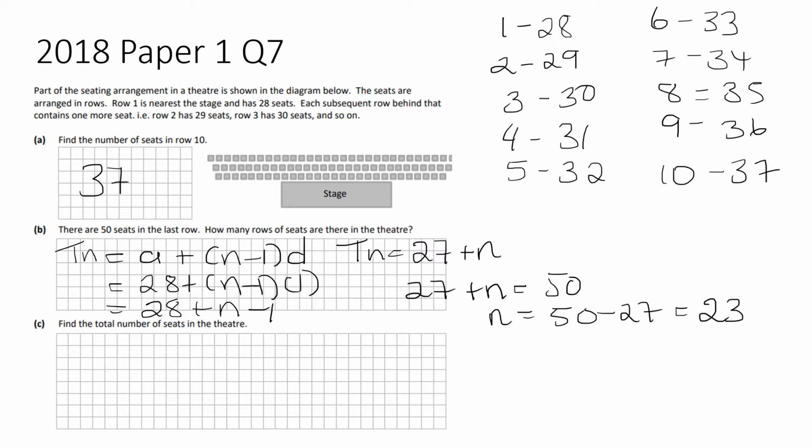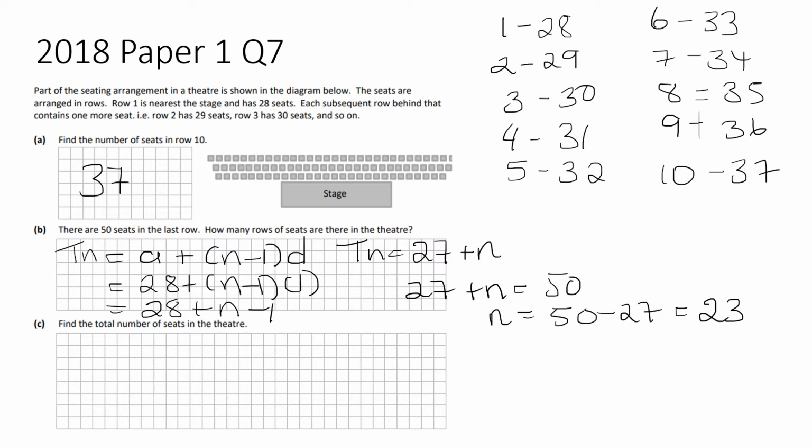What you could have done is just carried on and continued with the pattern that you started, and find all the way to 50 and see what number of row that gives you. So part 1 there was 5 marks, part 2 here is 10 marks. For part c, find the total number of seats in the theatre.